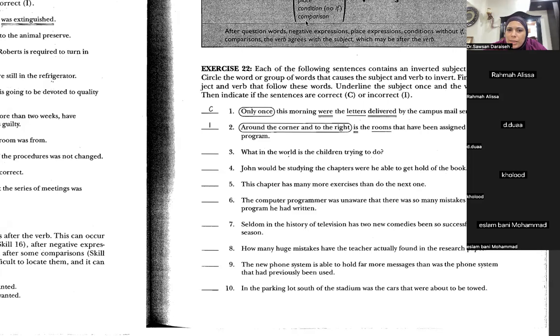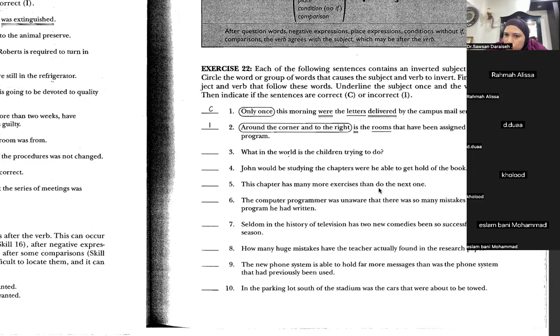And then also with what? Comparisons, all right? What does that mean with comparisons? Is there a case where there's a comparison? Like this one, 5. This chapter has many more exercises than do the next one. "More" is used to compare, isn't it? More than, right? But of course, "do" is wrong. It should be "than does the next one," because I'm talking about this chapter. It has more exercises than does the next one.